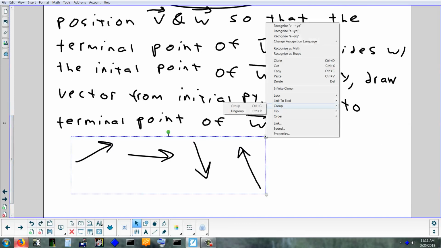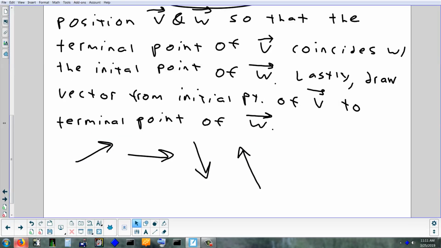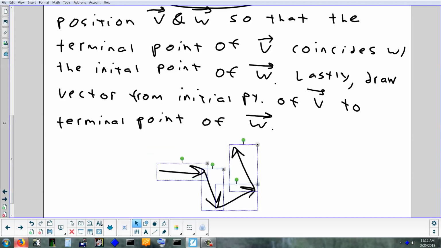Let's try it again. And now I would just connect them all. So it doesn't matter what order you connect them in, and I'll show you that after. So let's take that one, and that one. Oh, like that.